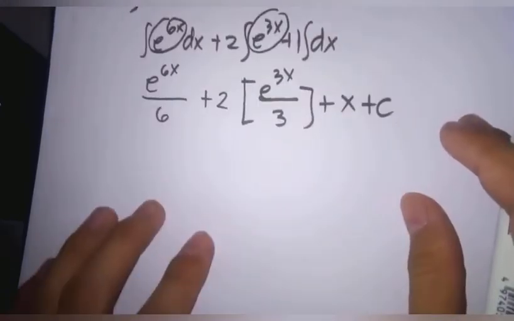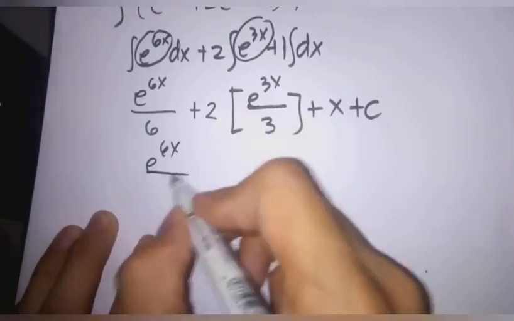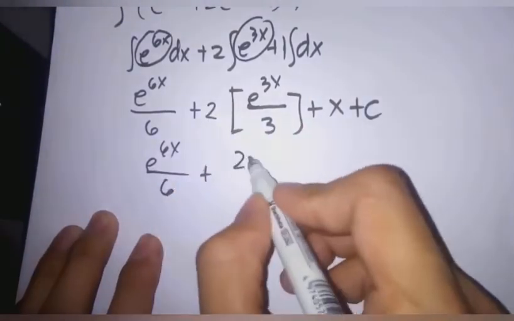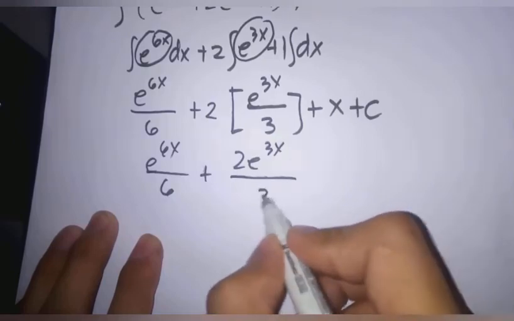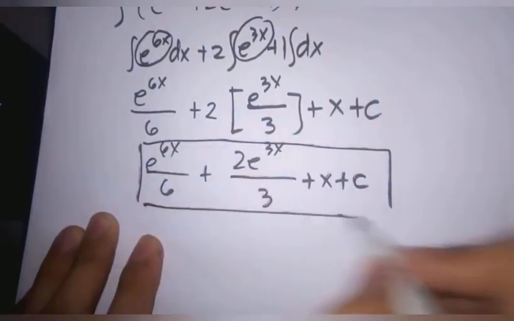So last part, ito na yung huling gagawin natin. So, dito na tayo sa last part, syempre kopya, e raised to 6x over 6 plus 2e raised to 3x over 3 plus x plus c. So this is our answer.